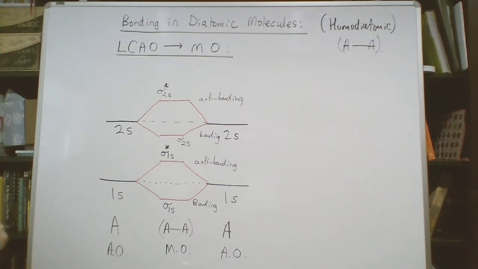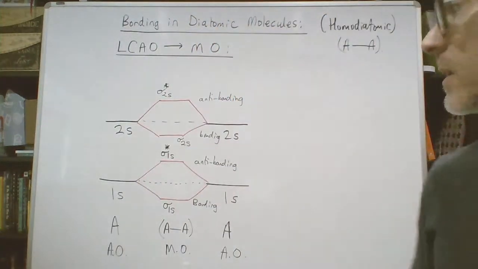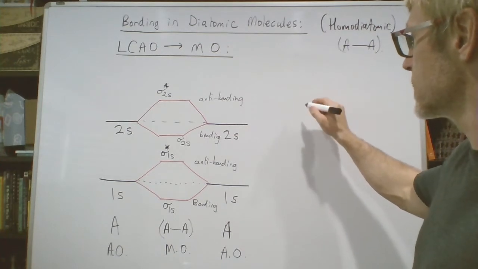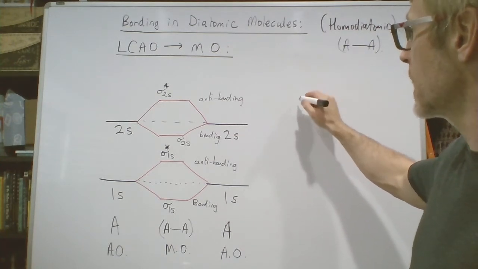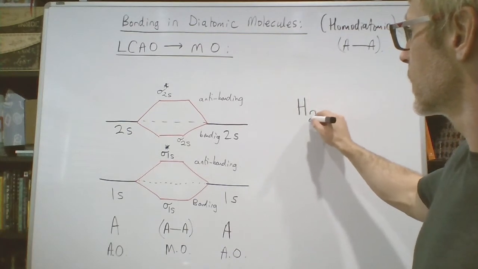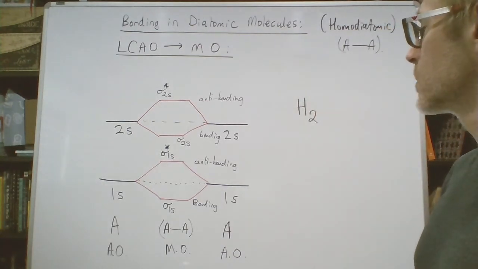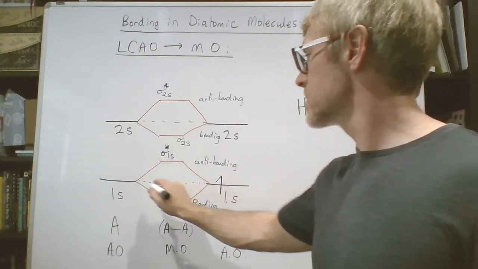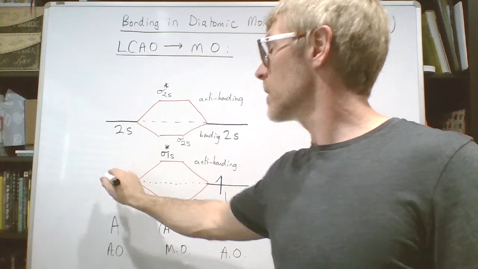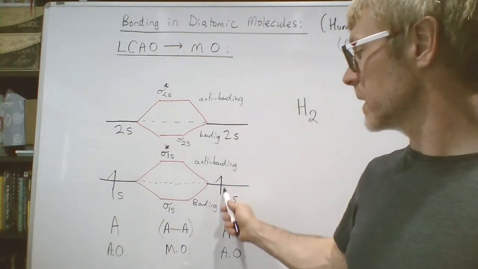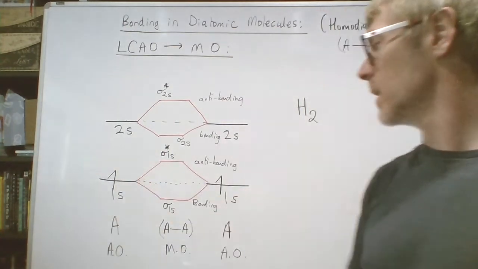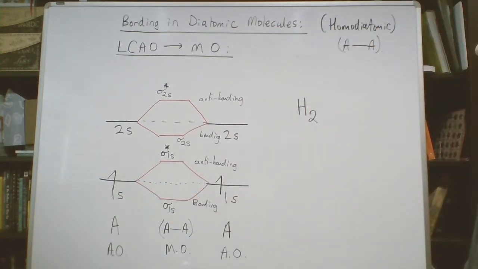So we can make this, instead of generic like this, we can actually look at some real homodiatomic molecules. So let's say we want to look at, first of all, we'll look at hydrogen. So hydrogen would have two electrons. A molecule of hydrogen would have two electrons. We've got one electron in the 1s orbital of one of the hydrogens, another electron in the 1s orbital of another hydrogen.